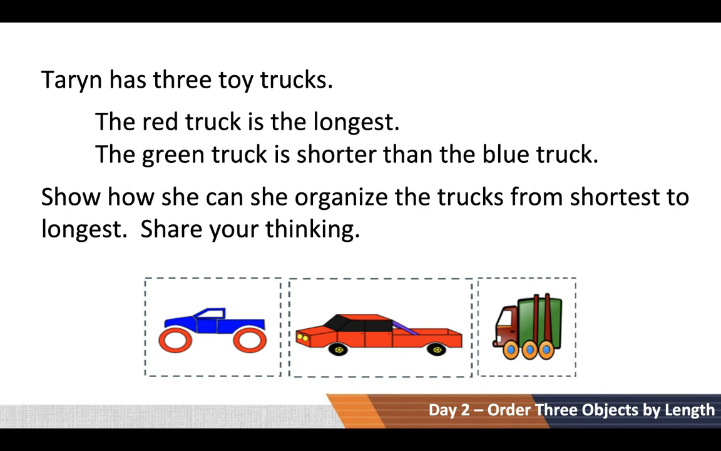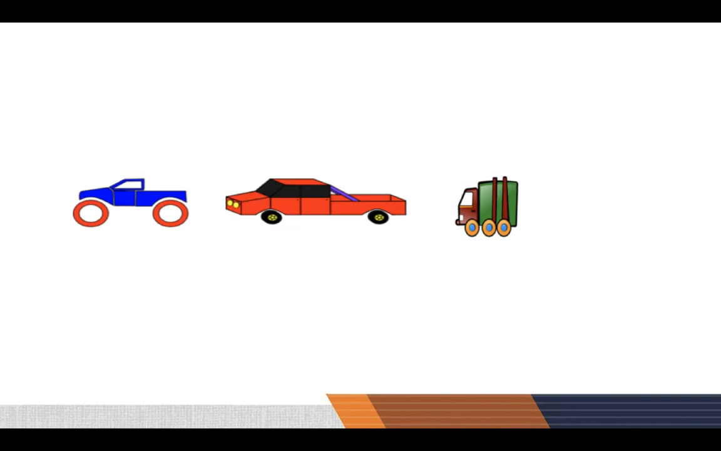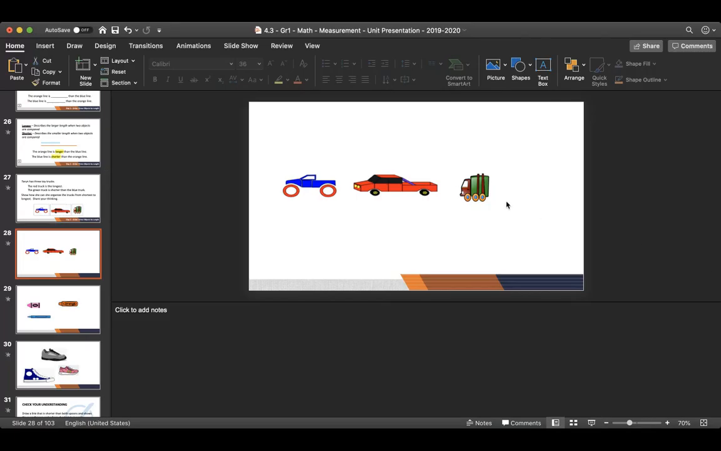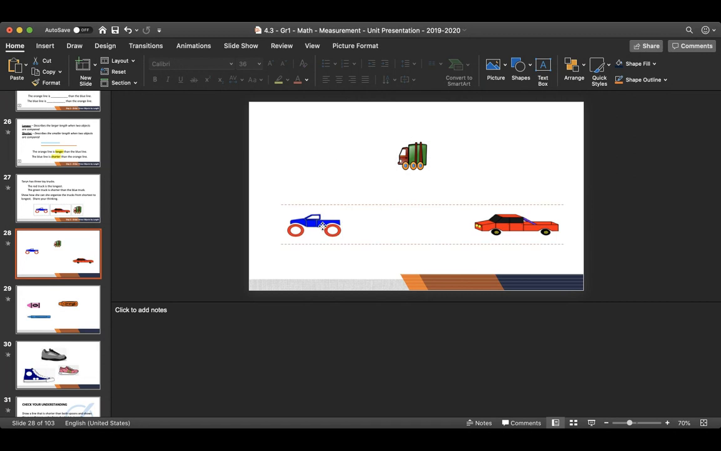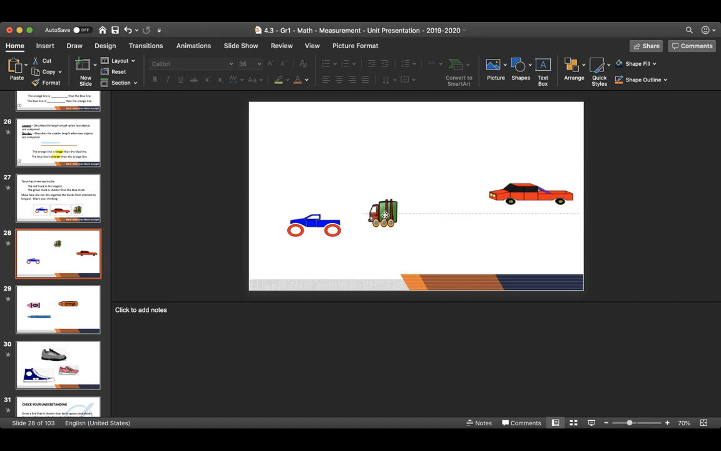So let's think about how we can do this. She already told us that the red truck is the longest, so we know we're going to put that at the end. And we can show this from left to right or up and down. I'm going to show you both ways. So let's go ahead and show it from left to right first. Let's put the blue and the red separate and the green separate from each other. So we know that the red truck is the longest, so let's put it over on the right. Then we're going to compare the green and the blue trucks.